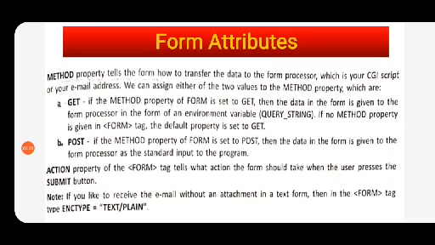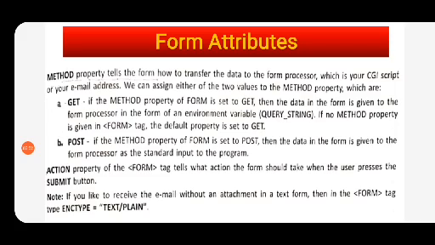The form attributes basically have the method and action properties. The method property tells you how to transfer the data to the form processor, whereas the action property tells what action is to be taken when the user presses the submit button. Now this method property can have two different values. One is get, another is post.